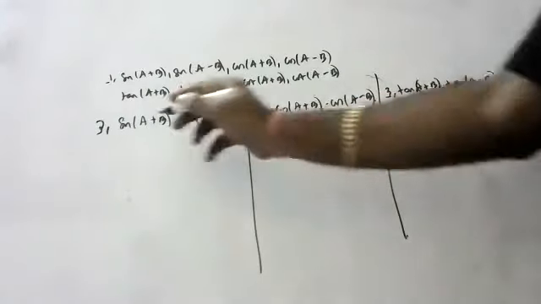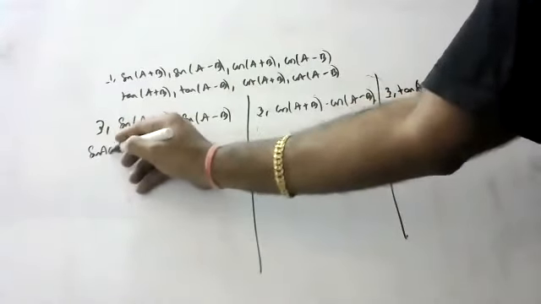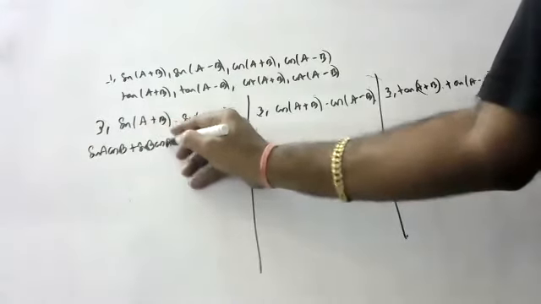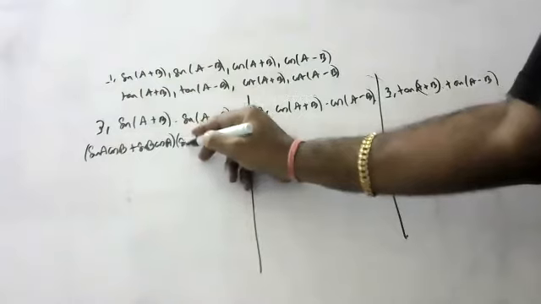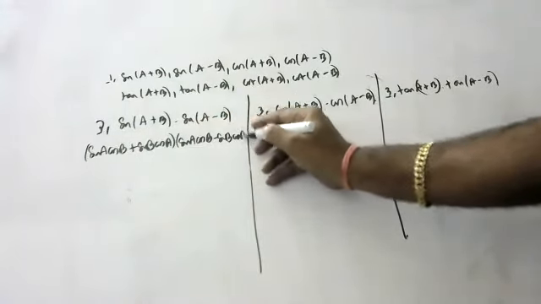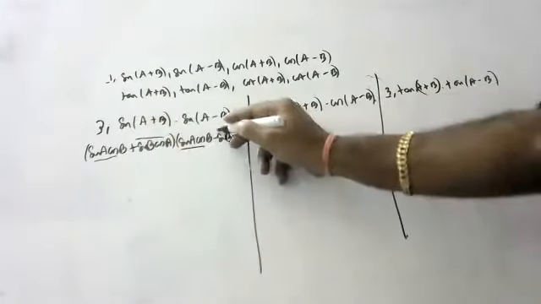Be careful children. What is the formula of sin A plus B? Sin A cos B plus sin B cos A. I hope all of you remember, children. You should remember them. Sin A minus B is sin A cos B minus sin B cos A. That's all.